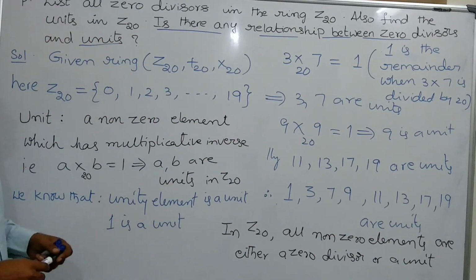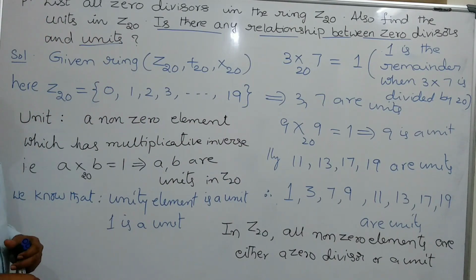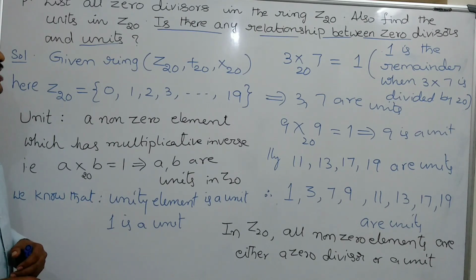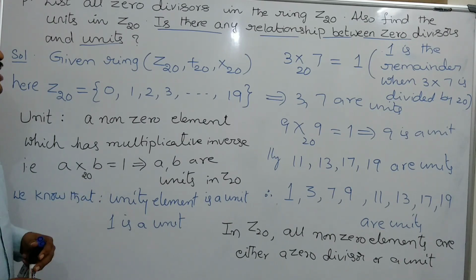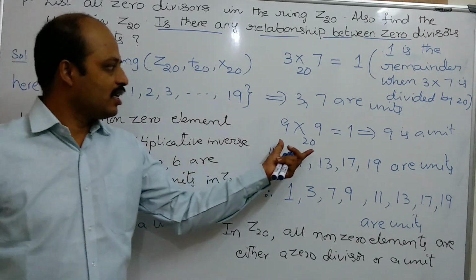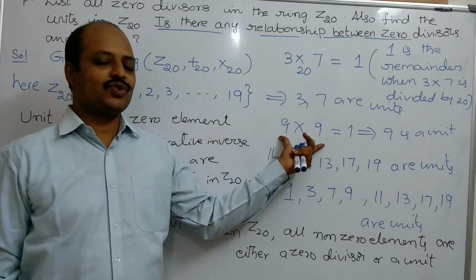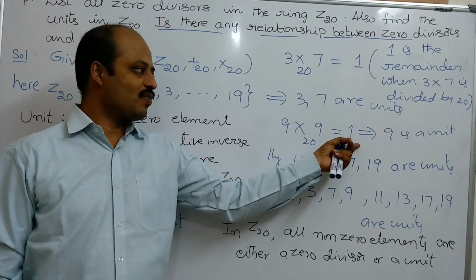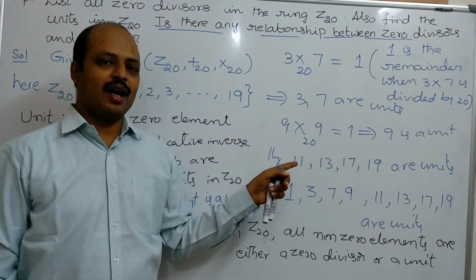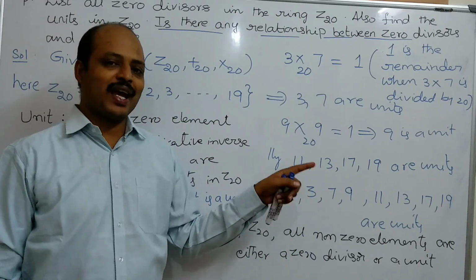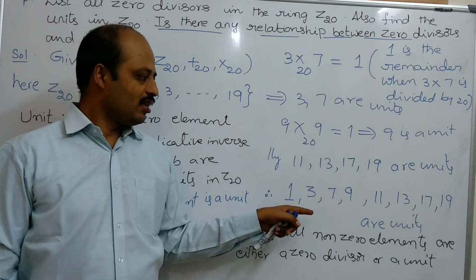Observe that this type of question is very, very important for competitive exams. They ask what are the zero divisors in the ring? What are the units in the ring? And what are the self-inverse elements in this ring? Self-inverse elements means 9 is its own inverse. 9 into 9 is equal to 1. So 9 is a unit and also it is self-inverse. 9 inverse is equal to 9.